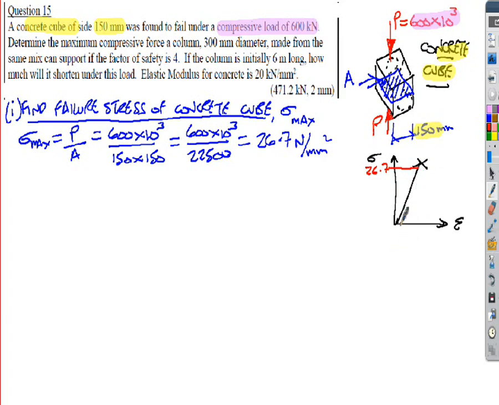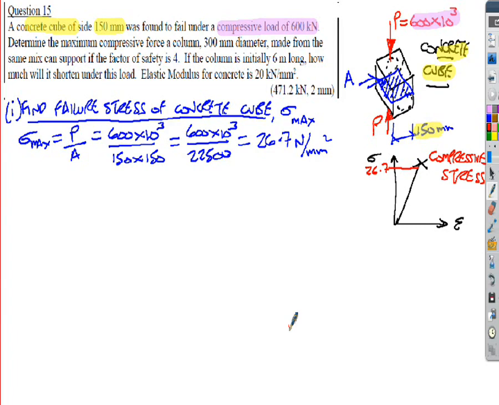I'm drawing it in sort of a tension mode. As I said to you last week with the lectures, I don't at this level distinguish between positive and negative forces. It is really a negative force. That 600 kilonewtons really should be negative because it's a compressive force. But I use the context of the question to decide whether it's negative or positive. You may find in some textbooks they would put that as negative 26.7 newtons per millimeter squared, because it's a compressive stress, so we normally use negatives. But to save any confusion at this particular level, I'm just going to call that 26.7 newtons per millimeter squared. But it is a compressive stress.